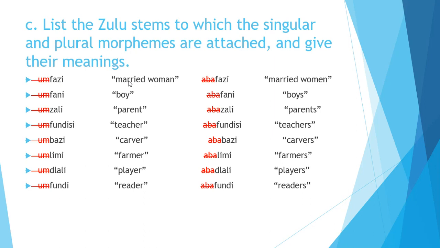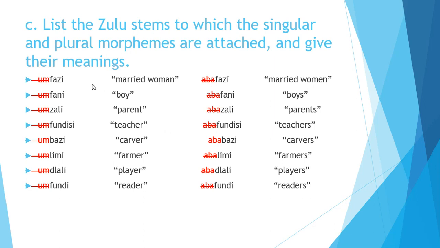So if we delete those affixes, aba in each word, then we will have the stem. Remember that a stem is a morphological constituent to which affixes may be attached or to which morphological operations may be applied. A stem, in other words, is any morpheme or combination of morphemes to which an affix can be added. So what we have to do here is to delete the prefixes, and aba, and then we will have the stem. So we see Fasi here, Fanny, Sally, Fundisi, Basi, and so on.